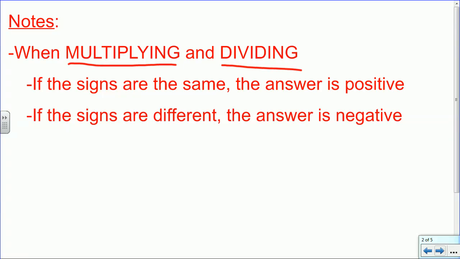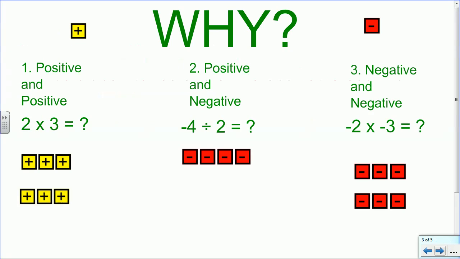Now, it's important to remember these rules and to realize that they're different from the addition and subtraction rules for integers, or positives and negatives. But I also want to give you a reason why we have these rules. Why do these make sense? You don't have to take these notes, but you do need to pay attention. So why does a positive and a positive equal a positive? This is the first example.